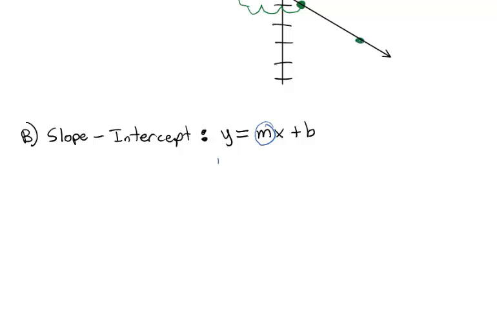where m is the slope of the line. And b is the y-intercept, which gets its point from 0, comma, b.